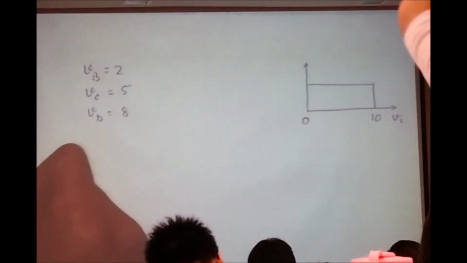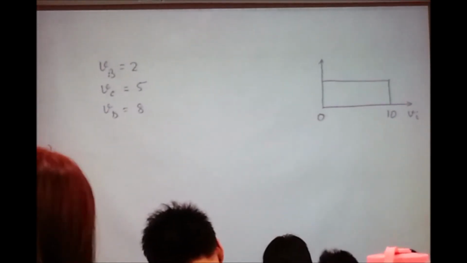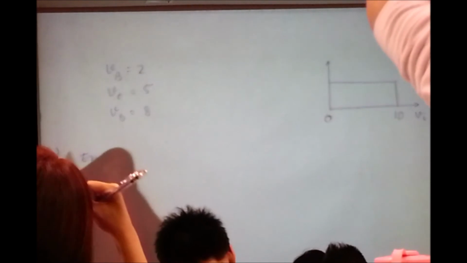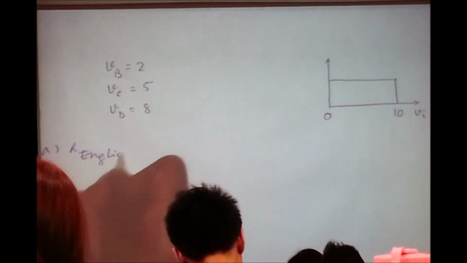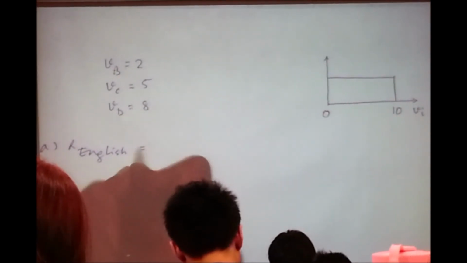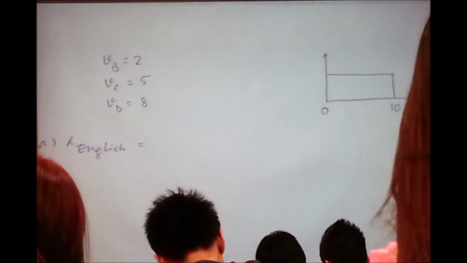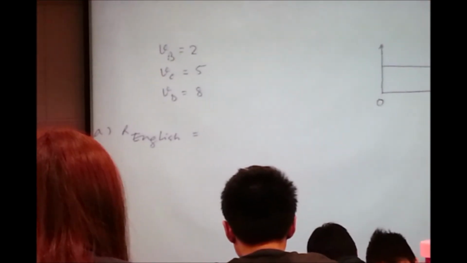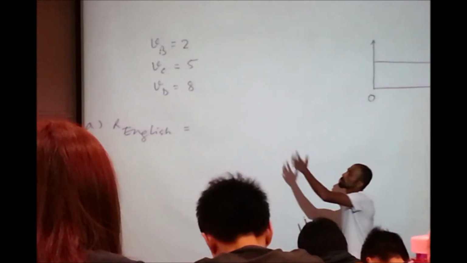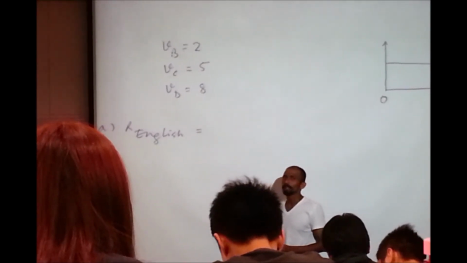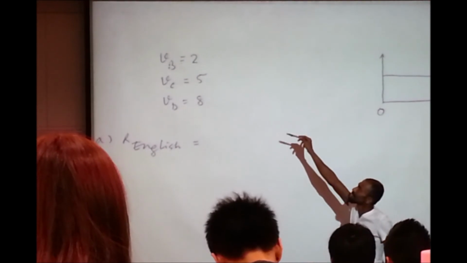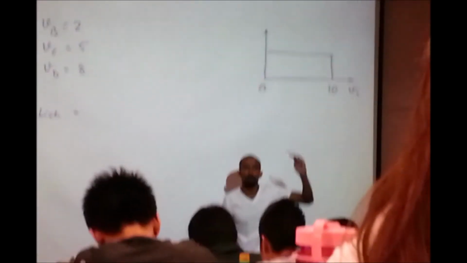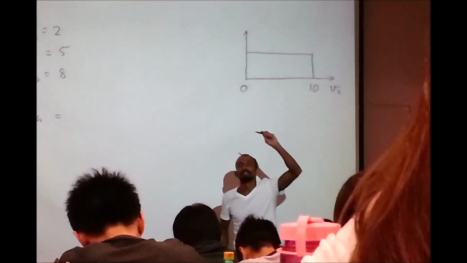Okay, first question. What is Alex's revenue if he uses an English option? There are two ways of doing it. First way of doing it is to just use the rules of the English option. What are the rules? Look, there are three guys: Ben, Charlie, David. Their valuations are this. I am auctioning $1. What happens?